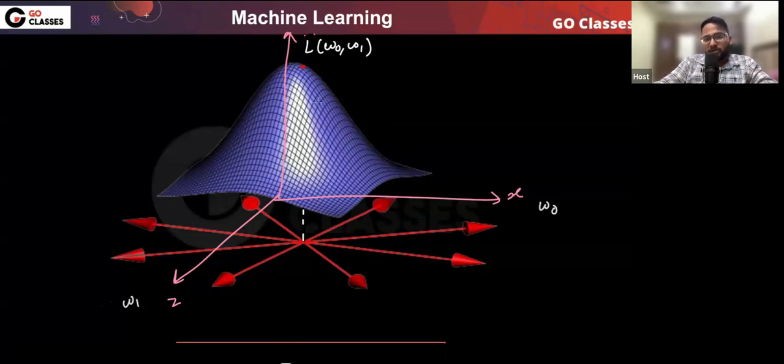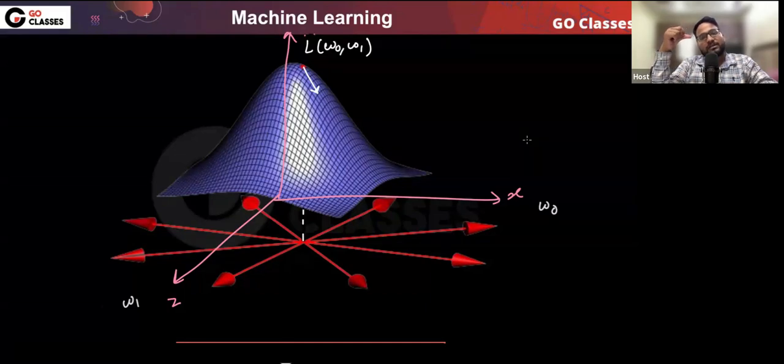Now you might not be able to visualize it too much, but suppose I go in this direction also, but at the same time I also go in this direction, which means I decrease w naught and w1 both. Probably I go in this direction. Will you be decreasing the loss? Are you getting my point?